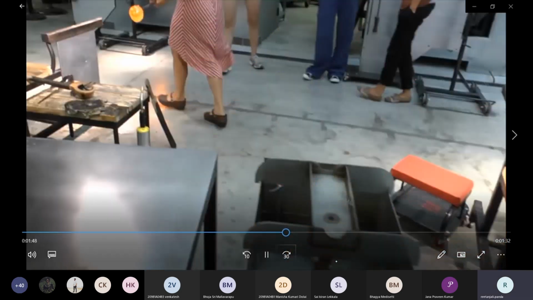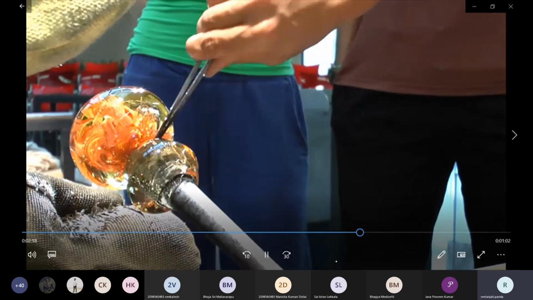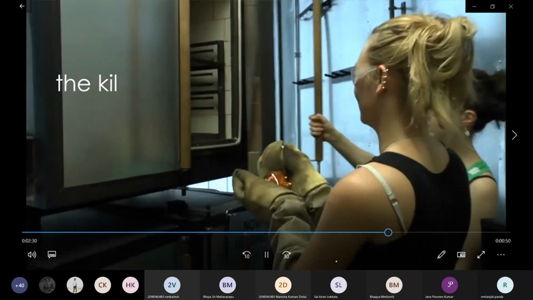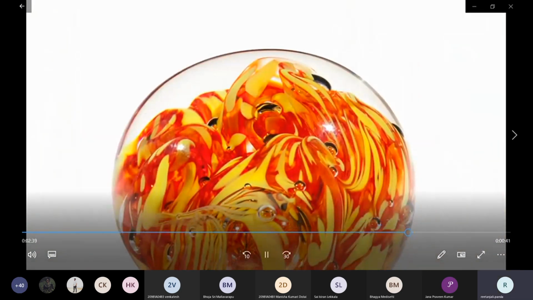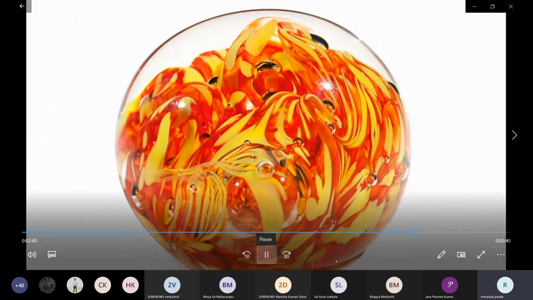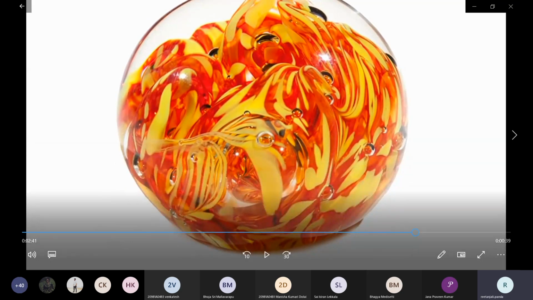So here what they did is that they made this paperweight. Okay, you can see here. Now you see this paperweight. How does it look? They did use color in this one. They did some work on this one. Still, they blow it so that they get this particular shape. This is how your blowing process works.